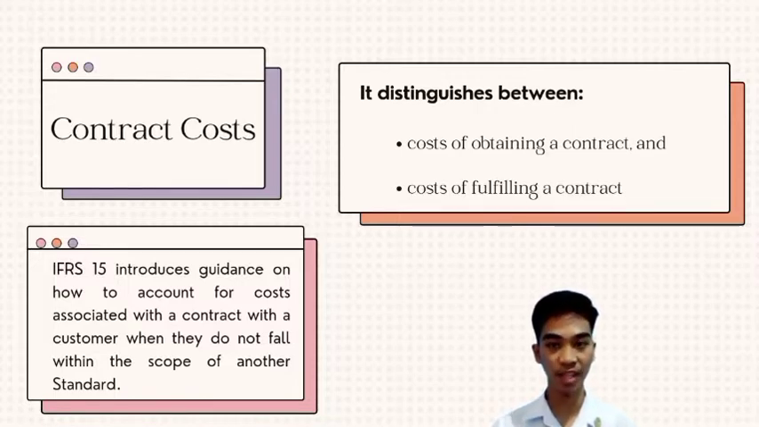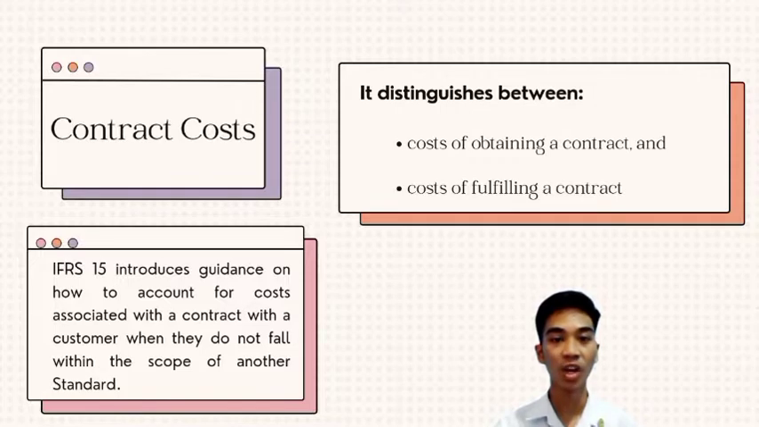Under IFRS 15, incremental costs of obtaining a contract are those costs incurred in obtaining a contract that would not have been incurred if the contract had not been obtained. This is restrictive, as any ongoing cost of operating the business will be expensed as incurred.